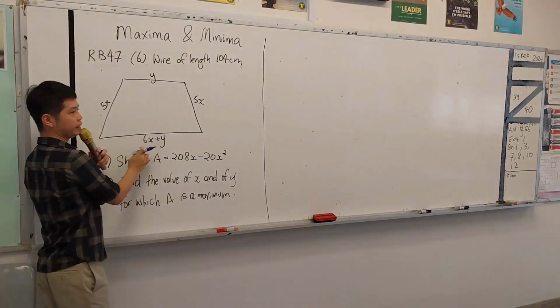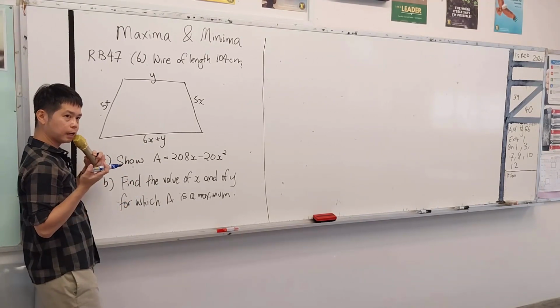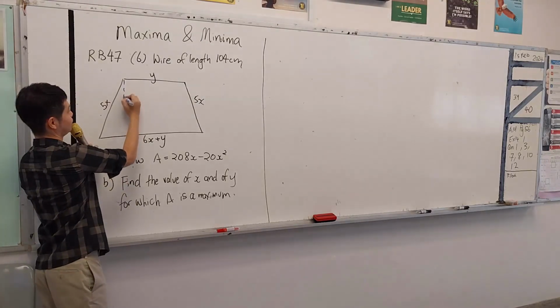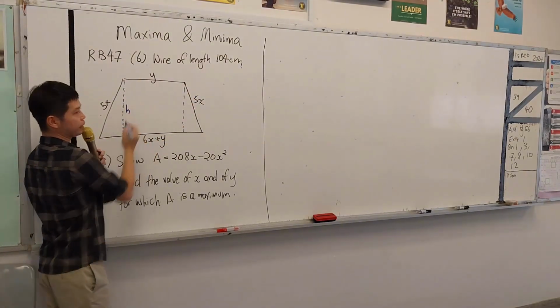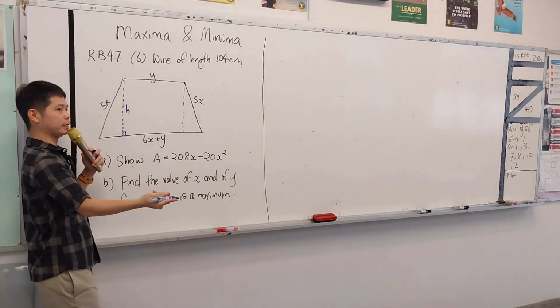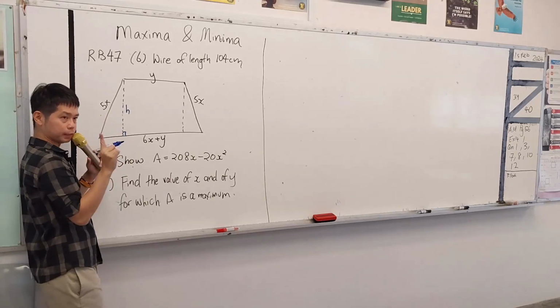Half (a plus b) times h. What do you realize immediately? That I don't have an h. So your mind will be thinking, I need an h. And the next question is, how do I get the h? Now this question is very unique. Okay, so this one you must listen up.